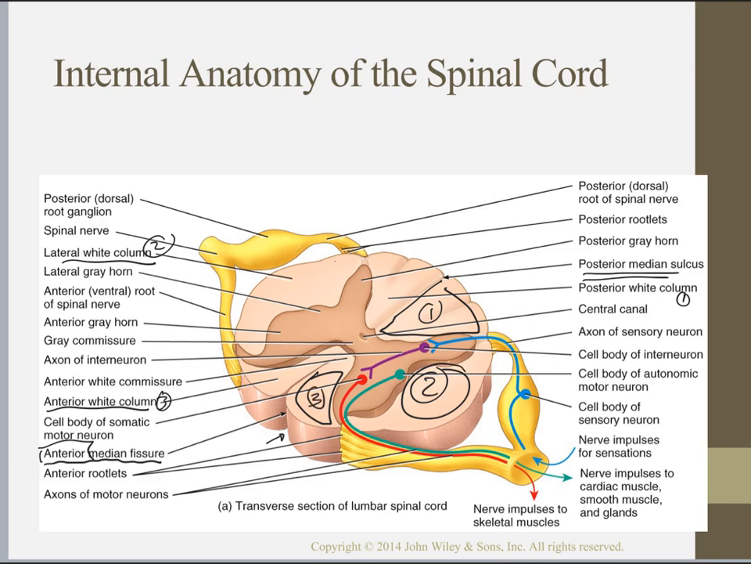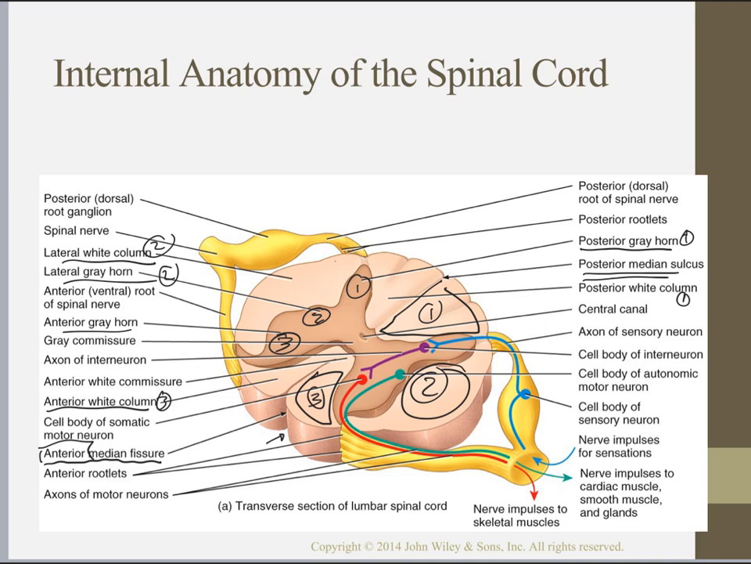That brings us to our horns. We have 1, 2, 3 portions. The posterior gray horn, again, in back, we'll put that as 1. We have the lateral gray horn as 2. And we have the anterior gray horn as 3.